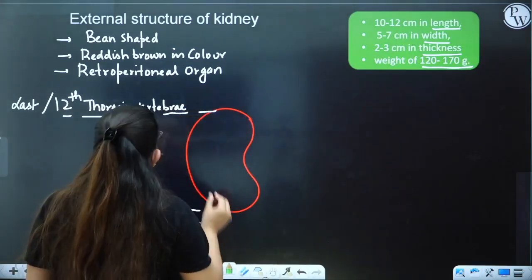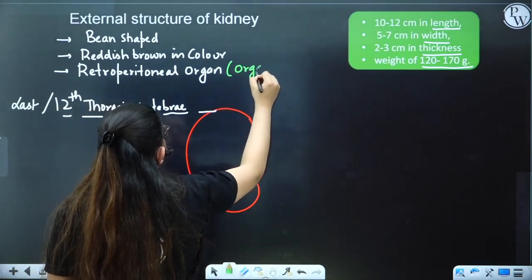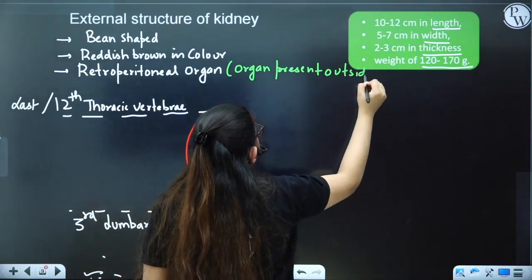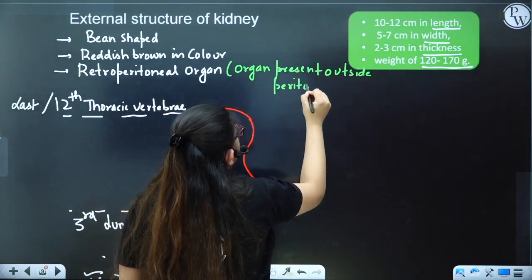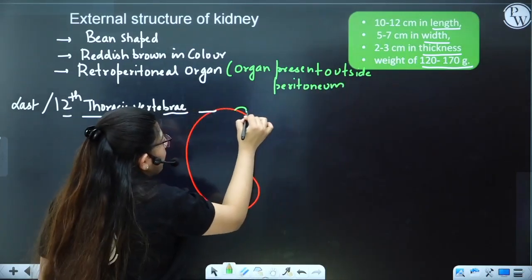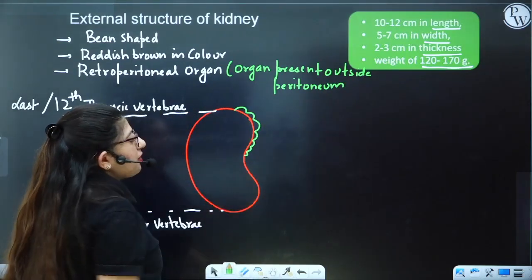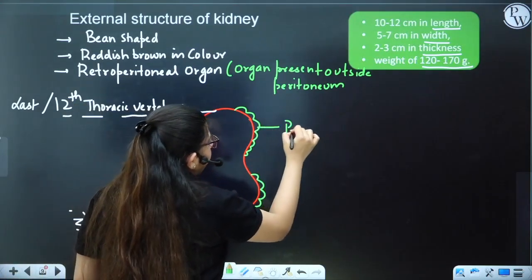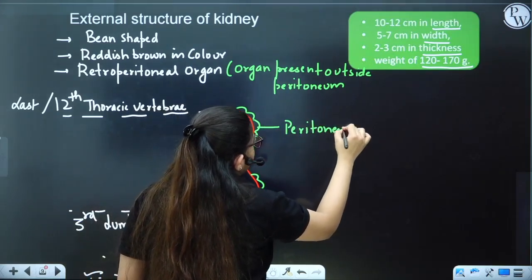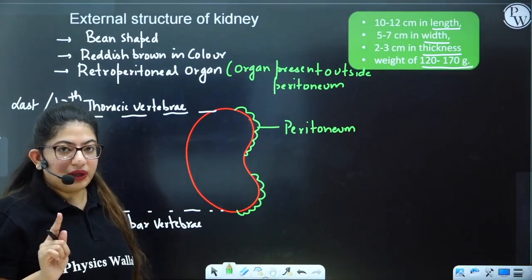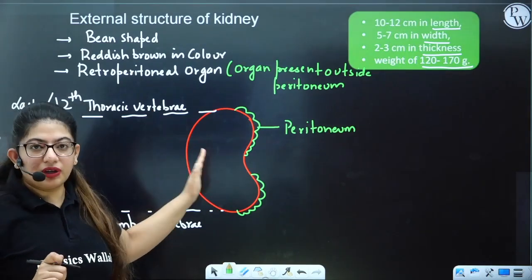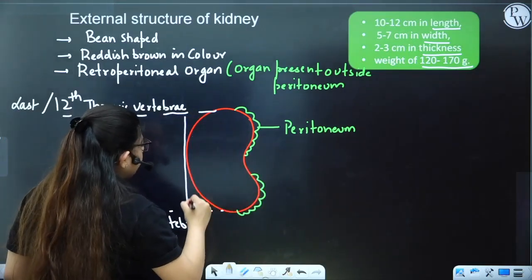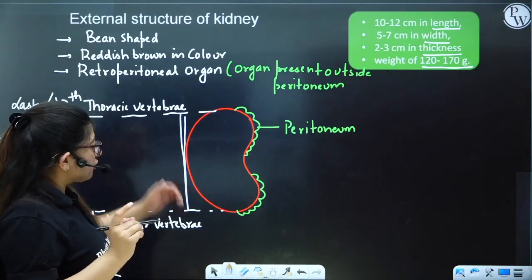So the organs present outside peritoneum will have peritoneum on one side only, but not on both sides. So you will see it will have this peritoneum layer on one side only, and here will be the abdominal wall. What will be present here? Here will be the abdominal wall or body wall, because the kidney is present in the abdomen, not in the thorax. So this is the body wall.